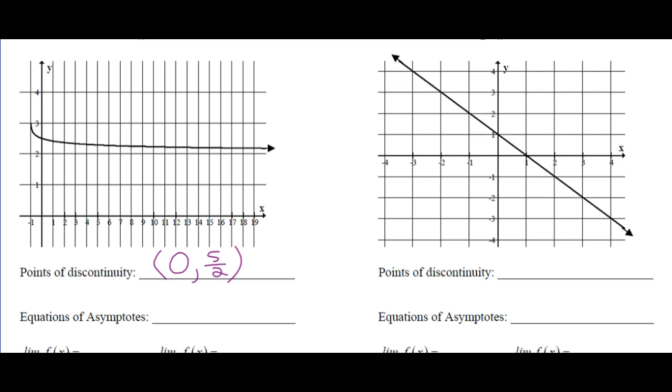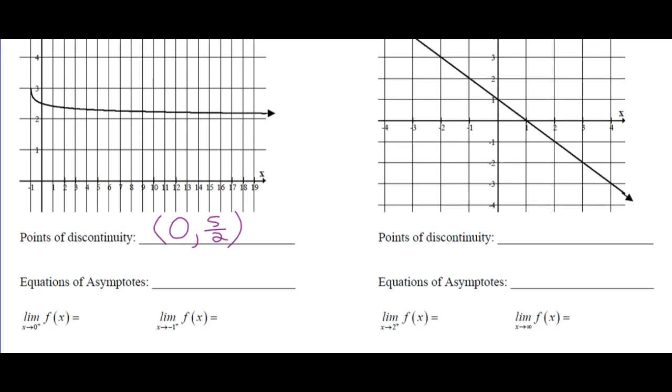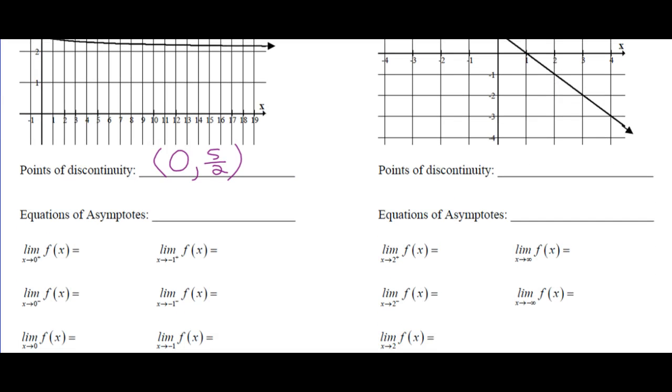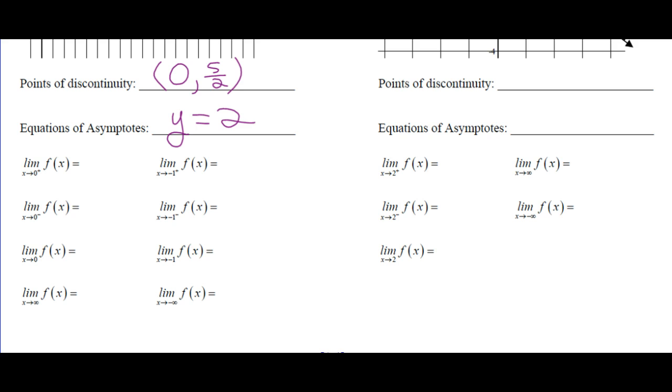Are there any asymptotes here? Yeah. What? y equals 2. So there's a horizontal asymptote, y equals 2. Okay, and now we're going to do 8 different limits. Now, we're doing one side, right? What is the limit as x approaches 0 from above or from the right? 2.5. Now we'll say 5 halves. Let's be consistent.